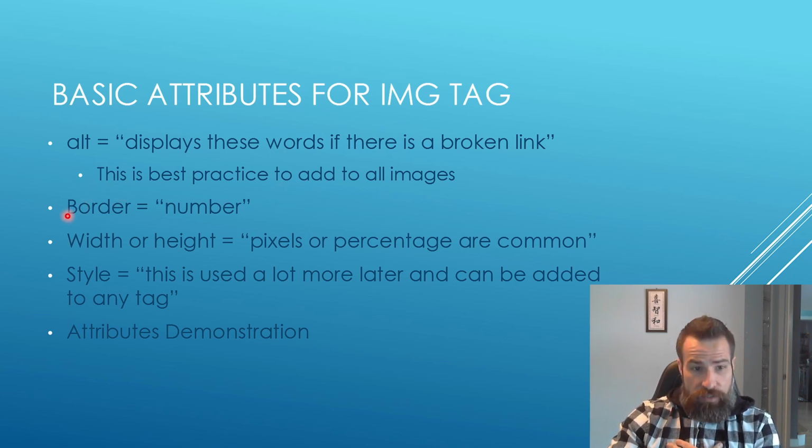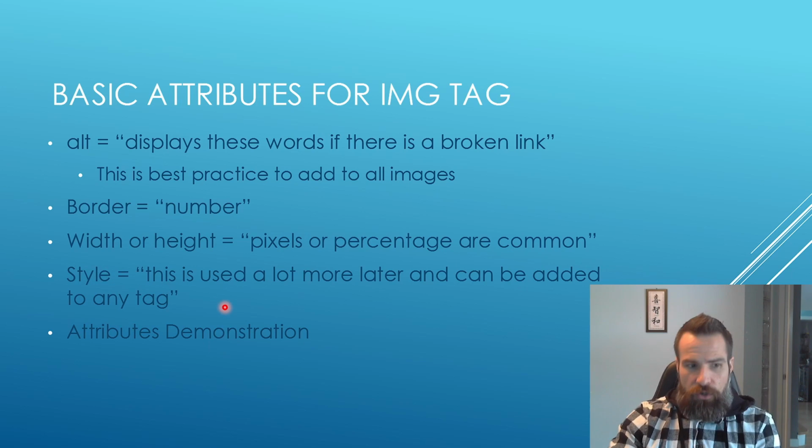Another common one is a border. If you want a border around your images, you can use border equals 2 or border equals 3. And you can use the width or height. You can change the pixels, or you can change the percentage. There are often so many other ways you can change widths and heights. A style attribute can be added to any tag, and really the style attribute goes hand in hand with CSS.